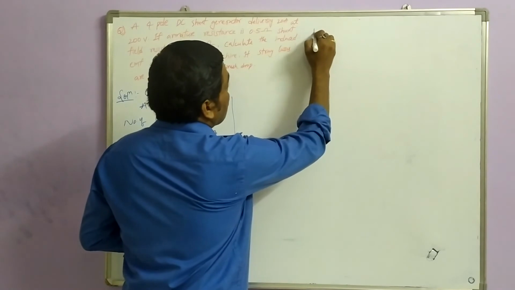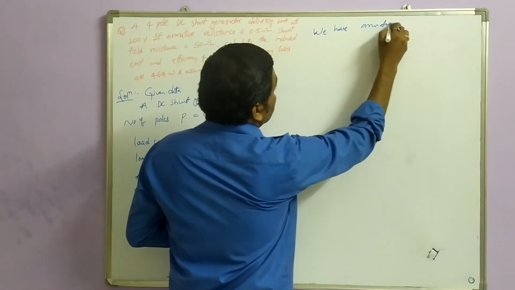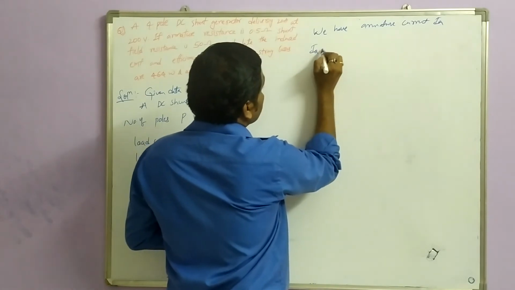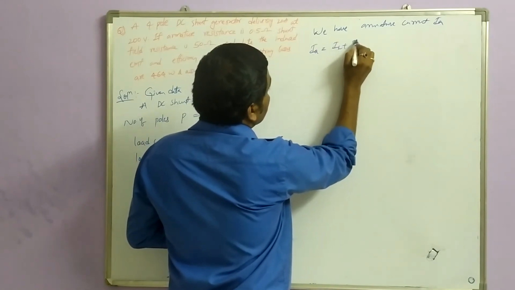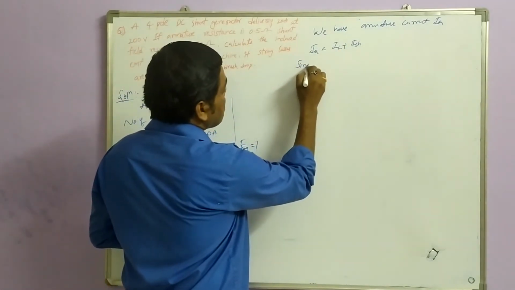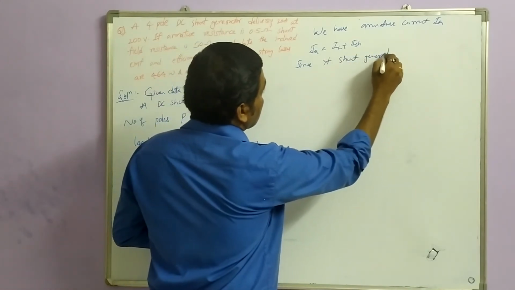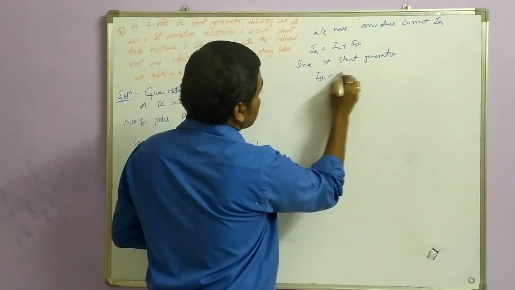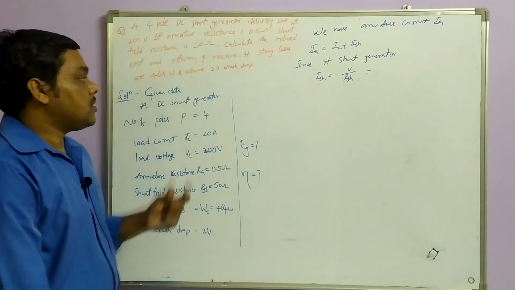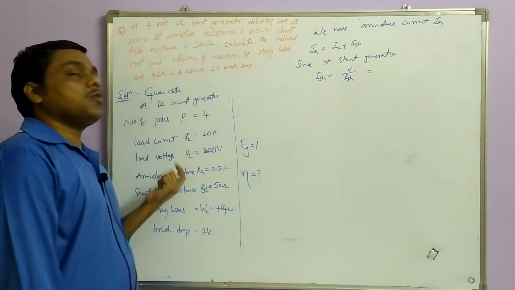So we have armature current Ia is equal to IL plus ISH. Now since it is a shunt generator, ISH is equal to V by RSH. Why? Shunt winding is directly connected across the load, so load voltage is same as the voltage across shunt.